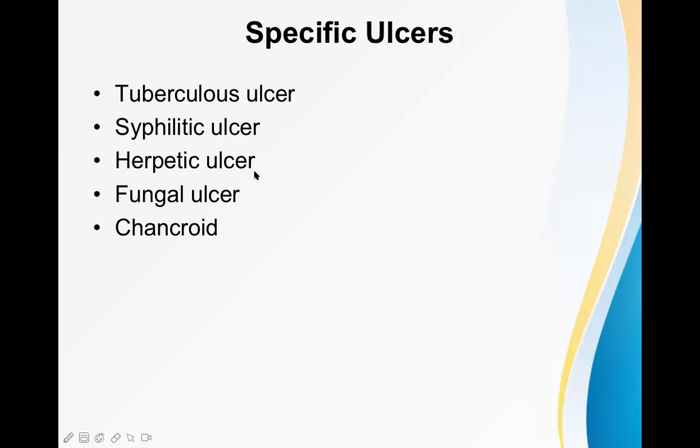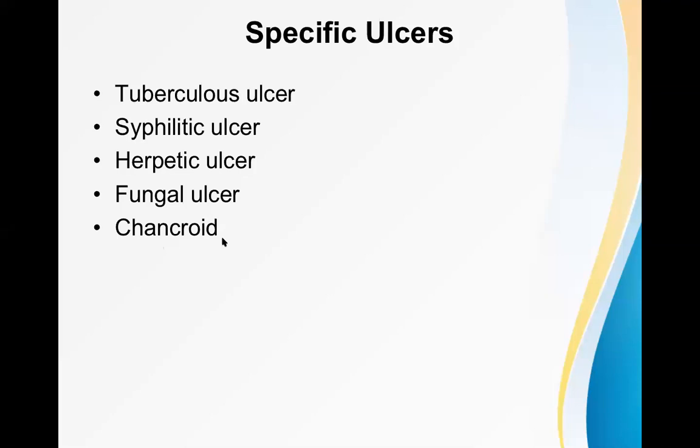Herpetic ulcer is caused by herpes simplex virus, herpes simplex type 1 and type 2. Type 1 causes oral ulcer and type 2 causes genital ulcer. That's common, but these days type 1 can also lead to genital infection, and type 2 can lead to oral infection. Different studies have reported that. Fungal ulcer is caused by fungi. They also are part of microbiology.